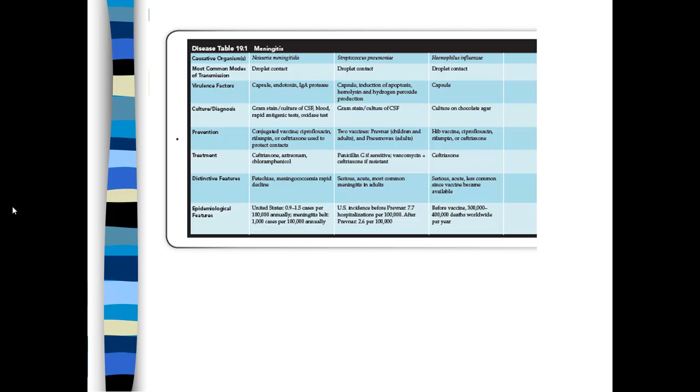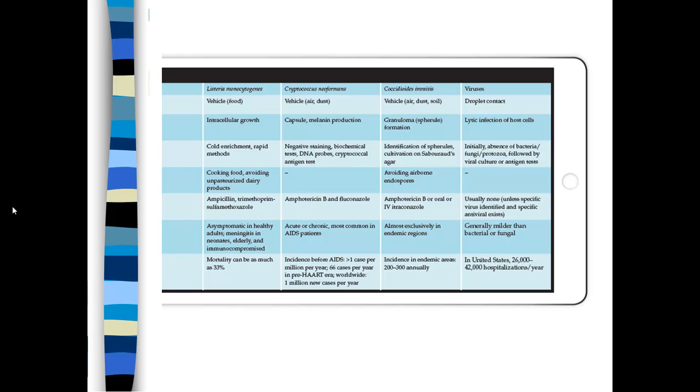Streptococcus pneumoniae you see in adults. And Haemophilus influenzae has actually taken a downturn. Other forms include Listeria monocytogenes, Cryptococcus neoformans, Coccidioides immitis, and viruses.